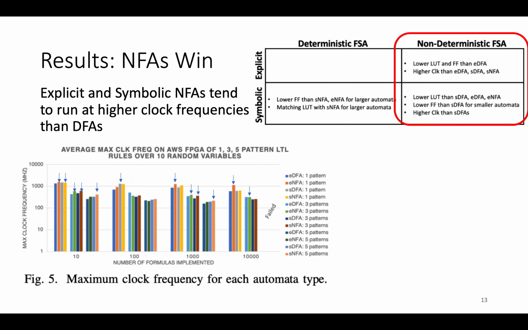We then compare the maximum clock frequency we could achieve on the FPGA and therefore the maximum sampling rate of the monitor among these parameters. We found that NFAs also tended to outperform DFA implementations. Our conclusions based on our analysis are shown in the top right. Our results show that NFAs tend to outperform DFAs, but that explicit NFAs are often able to sample at higher rates than symbolic NFAs, but that symbolic NFAs require less hardware.